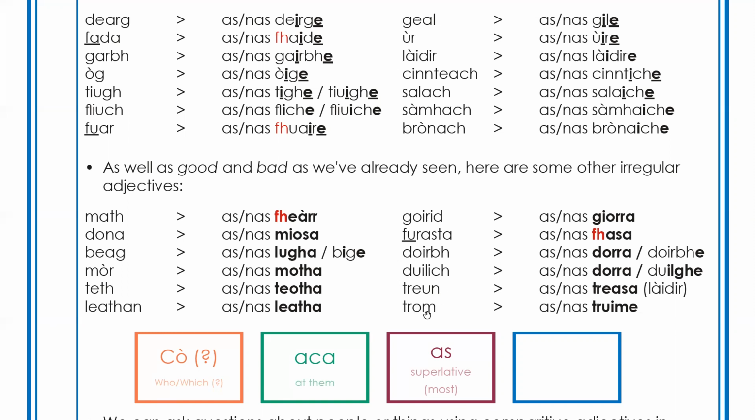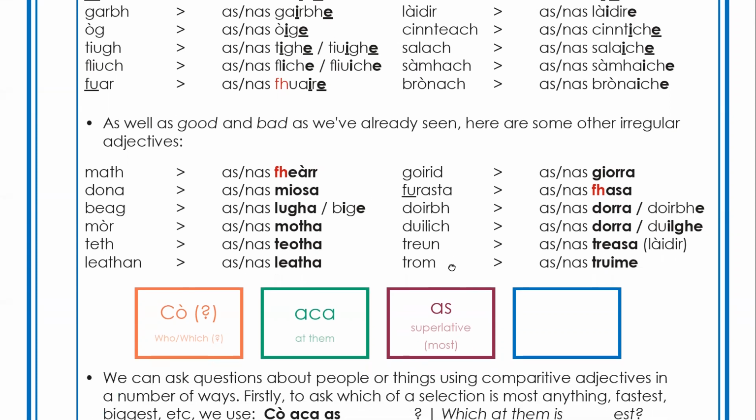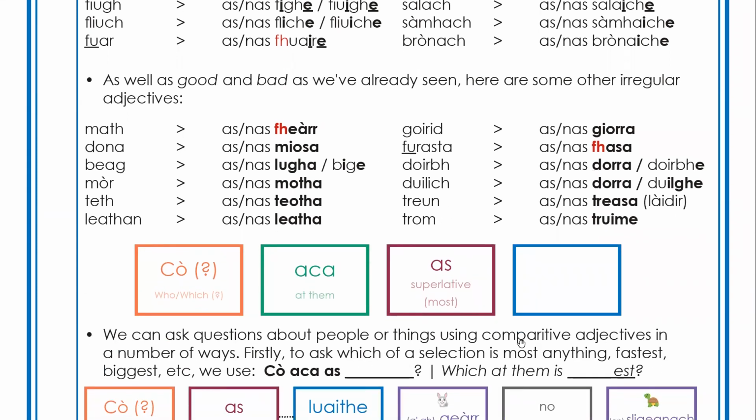Traum, heavy. Traum. Nas trimme. Here we see the vowel changing, so traum, nas trimme. Again, a UI plus the E. So there are some of the common irregular adjectives and their comparatives.